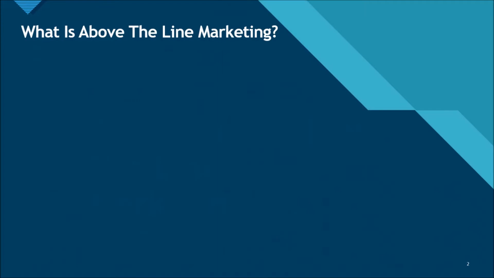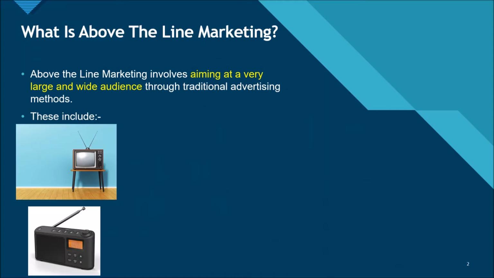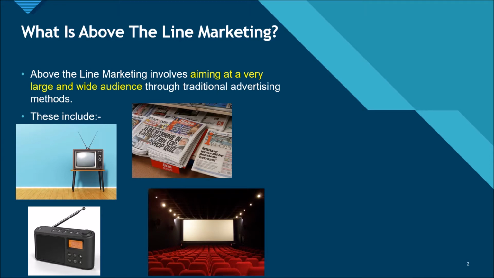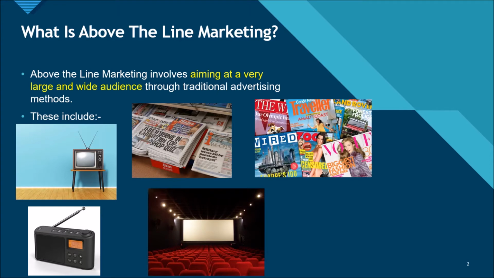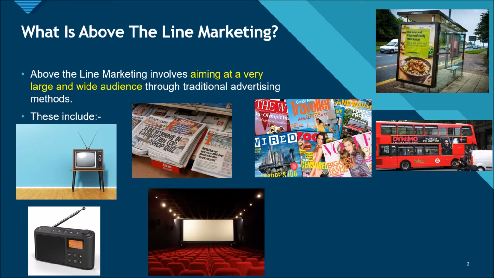So we'll start by asking, what is above the line marketing? Above the line marketing is essentially any traditional form of advertising that is aimed at as wide an audience as possible. So it uses mainstream advertising techniques such as television, radio, both national and local, cinema, newspapers, both local and national, magazines, bus shelters, buses, and billboards.